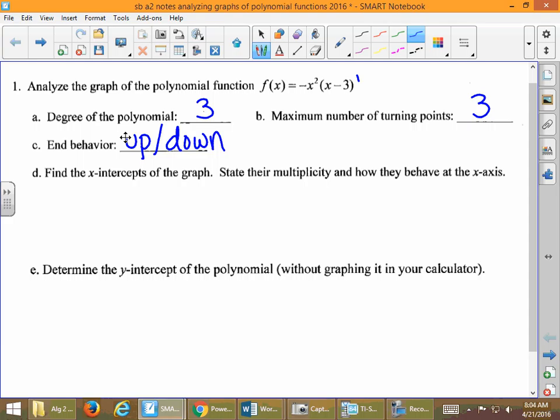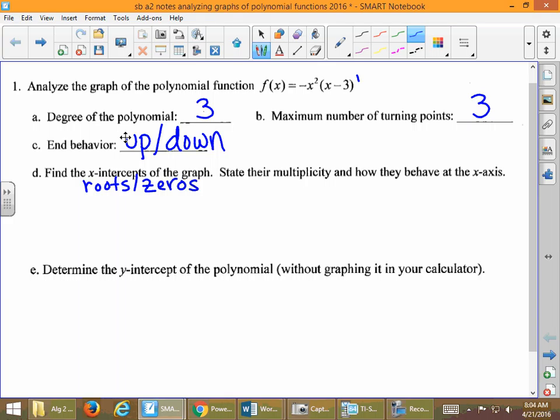So now what we have to do is find the x-intercepts of the graph. And remember that x-intercepts aren't an exclusive name. Oftentimes I call them roots. They can also be called zeros. It just depends on the words that we've used in Algebra 2. We're trying to familiarize ourselves with all of the different vocabulary associated with this.